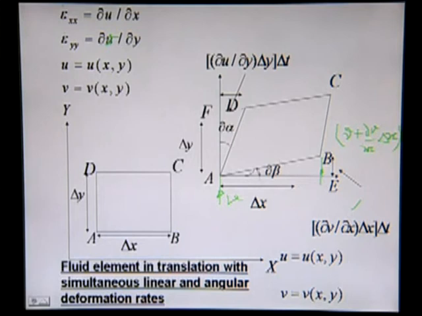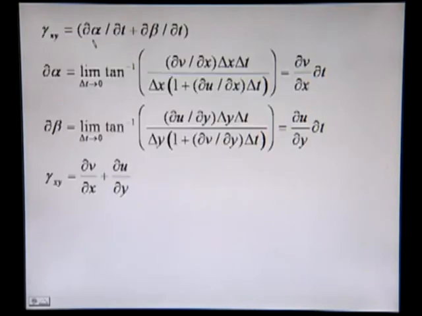How can we get this del beta? Del beta is equal to this perpendicular distance divided by the horizontal distance. What is del beta? Del beta is equal to this perpendicular distance, which is equal to del u over del y into delta y into delta t, divided by this distance, which is equal to delta y. So with the help of this we can get the angular deformation. At what rate do we have angular deformation? Here we have angular deformation del alpha and del beta. How do we get del alpha?